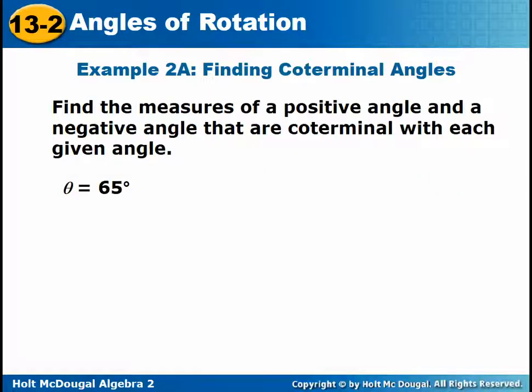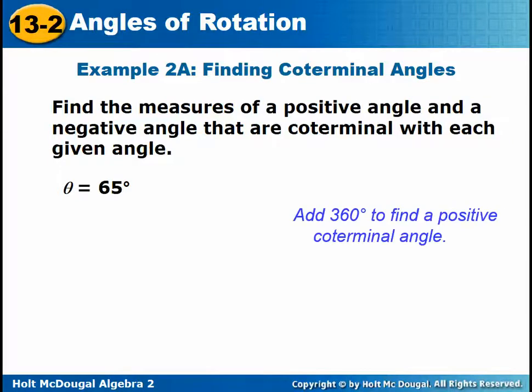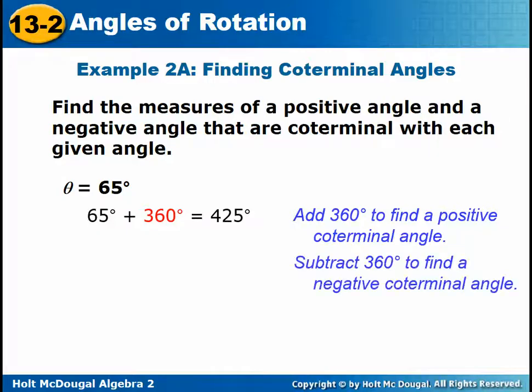So you're going to be doing this on your worksheet. You're going to be finding the measure of a positive angle and a negative angle that are coterminal with each given angle. Now you could sketch these, but you don't have to. You just have to add multiples of 360, or subtract 360 or multiples of 360, until you get one positive, one negative. So the simplest ones are where you just have to add 360 and subtract 360 from the original value and get a positive and a negative.